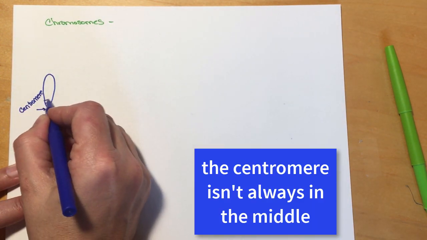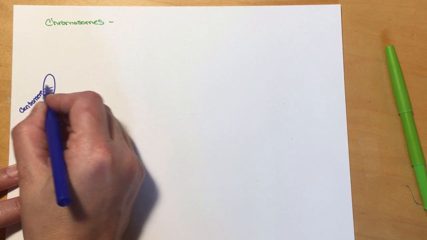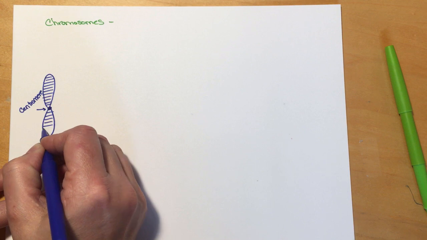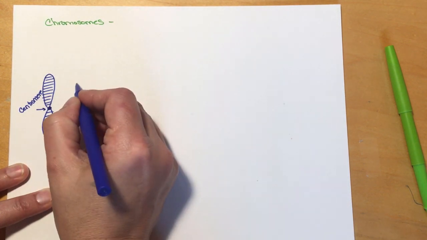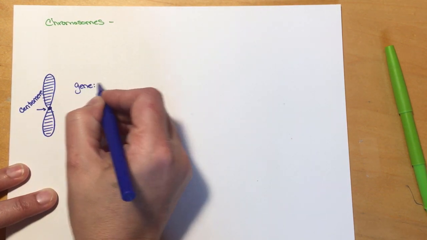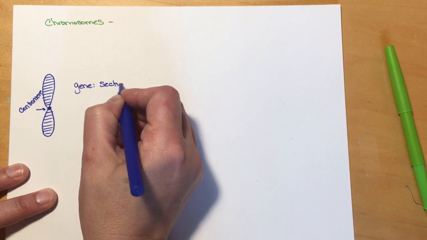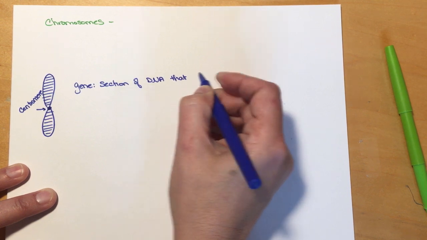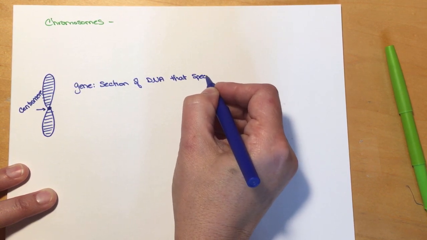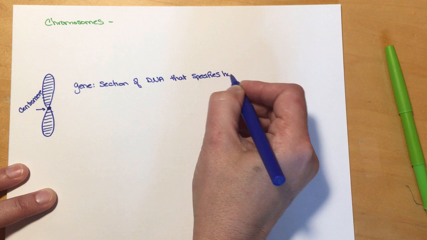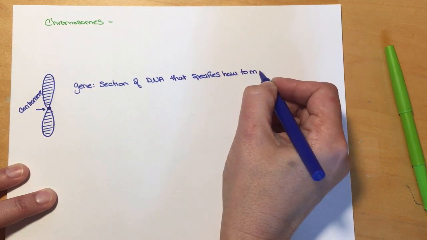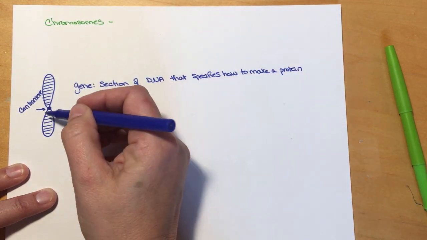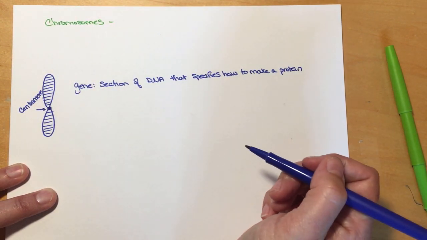And all along the arms of the DNA, we have things called genes. And a gene is a section of DNA that specifies how to make a protein. And you have thousands of genes on each chromosome.